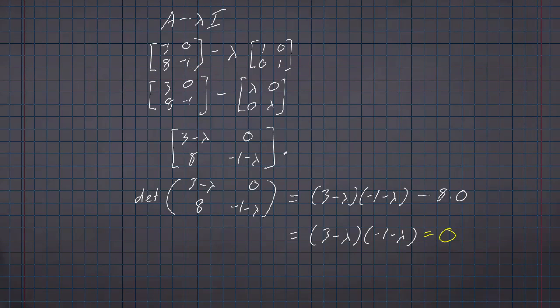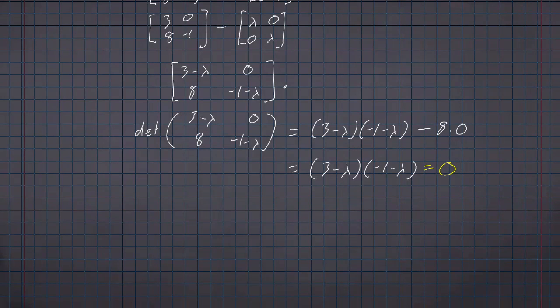And so, using the zero product rule, since we have two things multiplied together equal to 0, that means that either 3 minus lambda is equal to 0, or negative 1 minus lambda is equal to 0. 3 minus lambda is equal to 0, that means that lambda is 3. Negative 1 minus lambda is equal to 0, that means that lambda is negative 1. There are the two eigenvalues for this particular matrix.